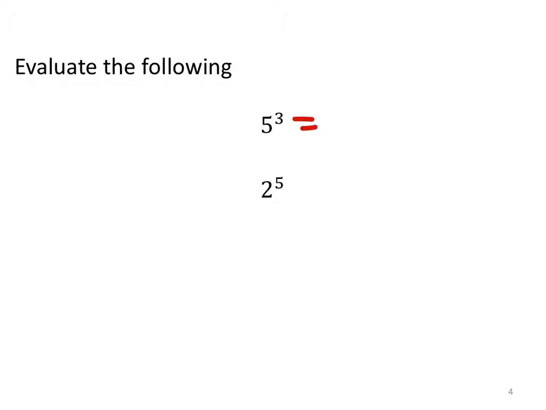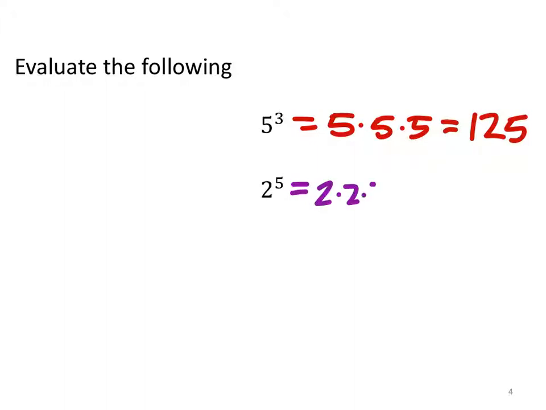So 5 to the power of 3 would be 5 times 5 times 5. And yeah, you could put that into a calculator with the exponent, but we'll cover that later. This is going to be 125. 2 to the power of 5 is 2 times 2 times 2. This is going to happen 5 times like this. So what does that give us? There we go.